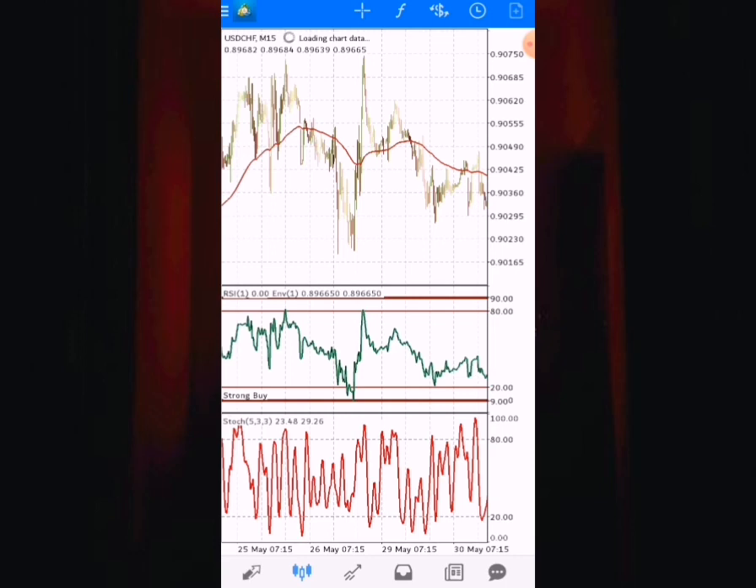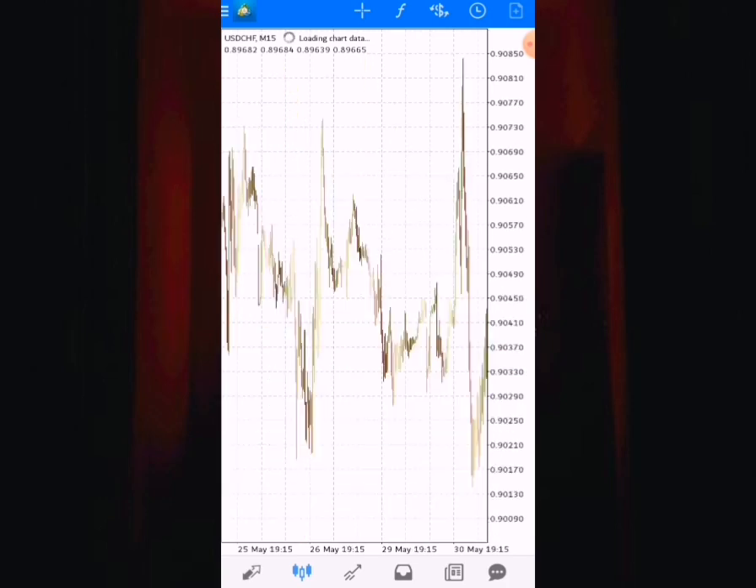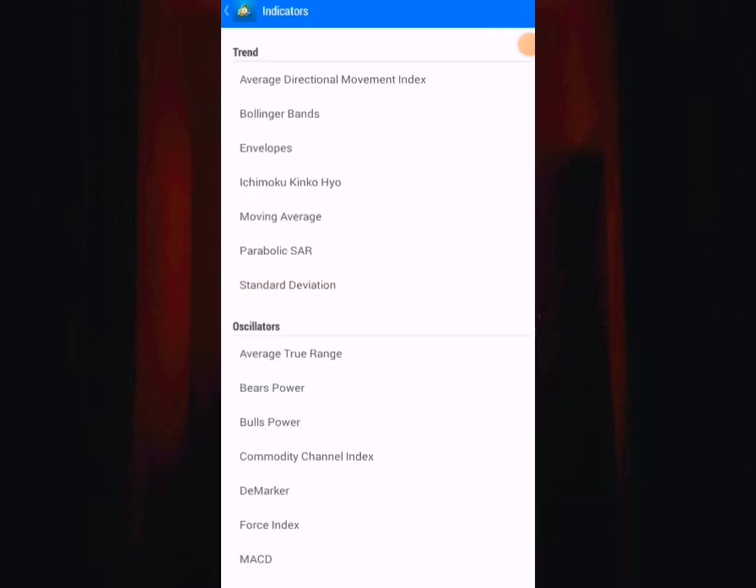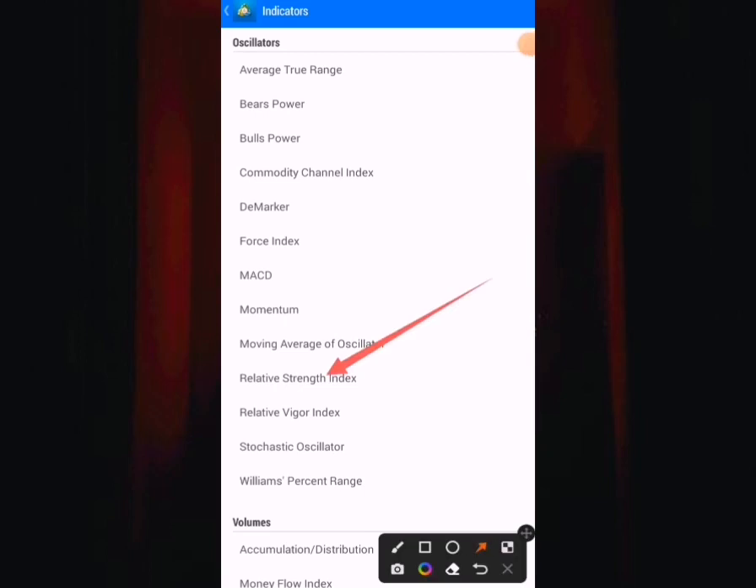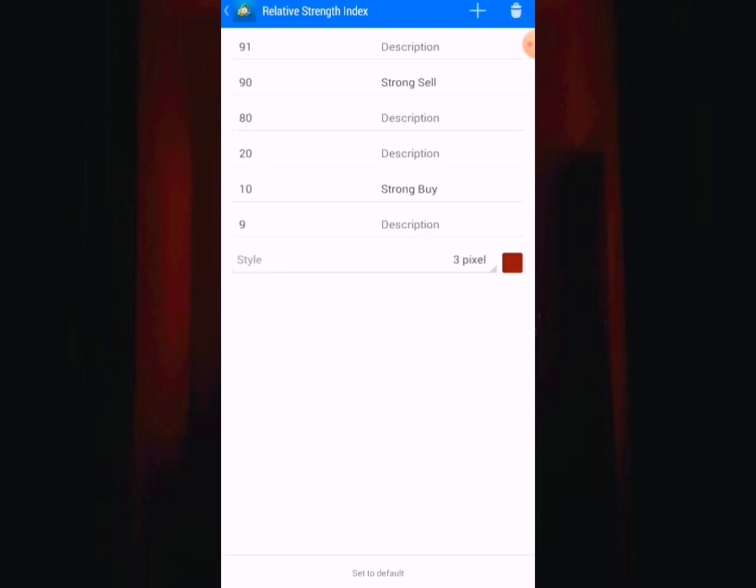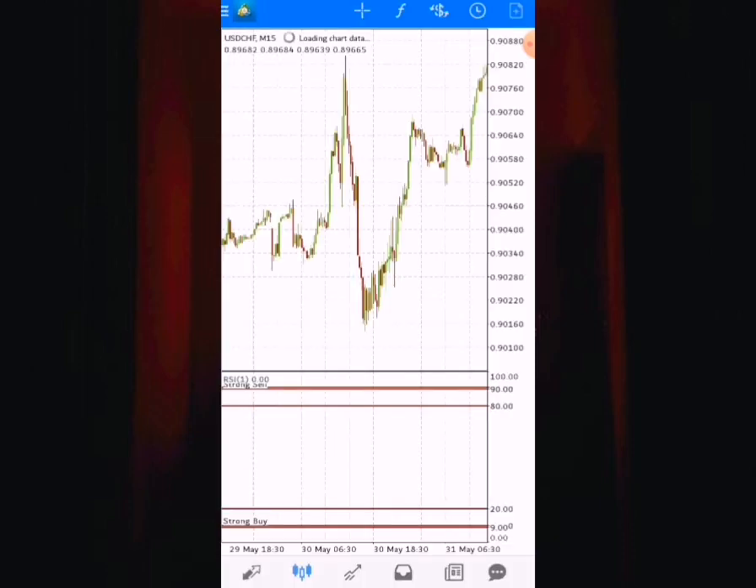Maybe I can just show you the settings for those who are new in this channel. On a clean chart like this one, just press that F button. So I click there, and then first thing, you go to RSI right there, and then under the levels, it's period 1, apply to close. Under the levels, you have these levels. Just copy them, go back and click done.